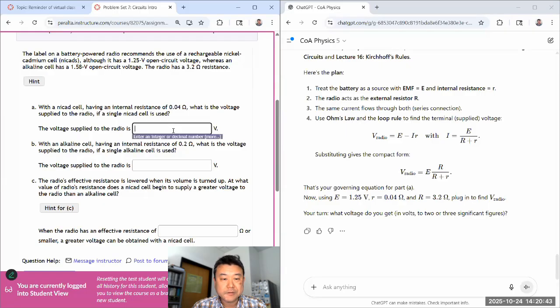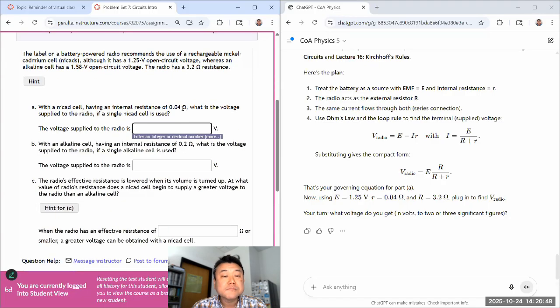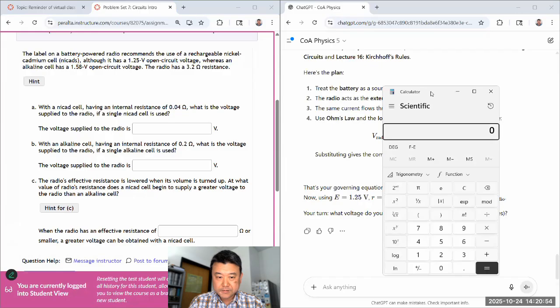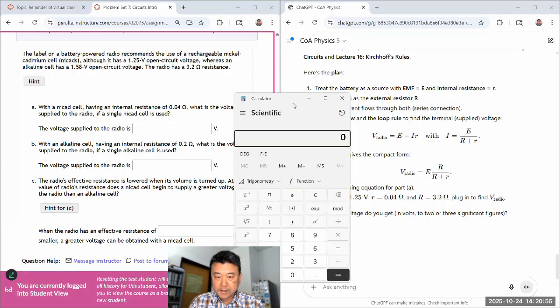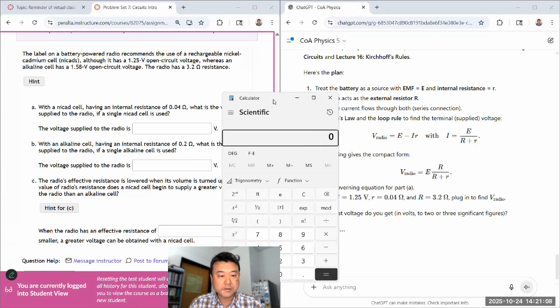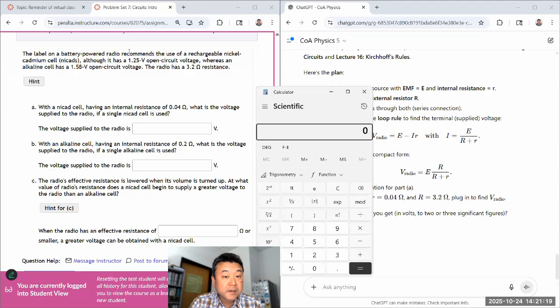So, can I do this in my head? I don't think I can do this in my head. So let me do it with a calculator. I guess I should find the current separately. Or I guess let me do the compact form since I'm using the formula it's given me. So the compact form is the open circuit voltage. Is it NiCad cell? NiCad cell has 1.25 open circuit.